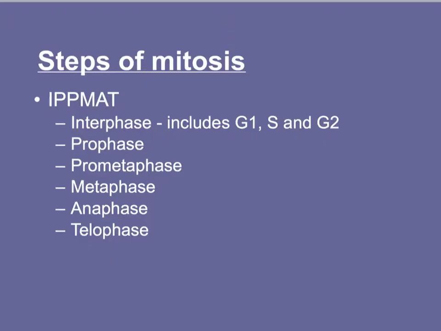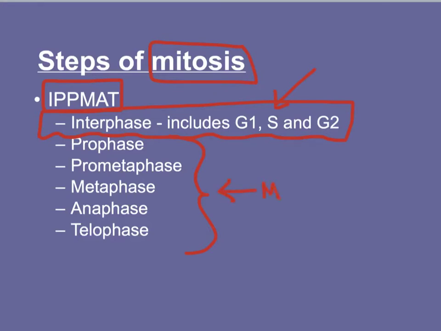The steps of mitosis, this is an easy way to remember, IPPMET, but interphase is not part of mitosis. So interphase is everything except for mitosis, and it includes G1, S, and G2. So mitosis itself is really this process: prophase, prometaphase, metaphase, anaphase, and telophase. How do we remember these? That's why I gave you the IPPMET, or PPMET if you want to go with that. And if you need to just remember one, remember meta.